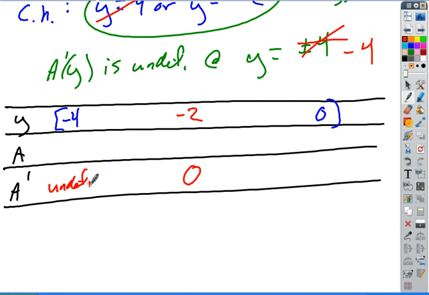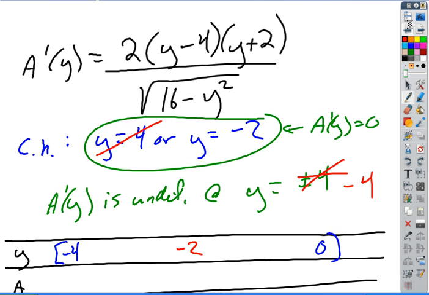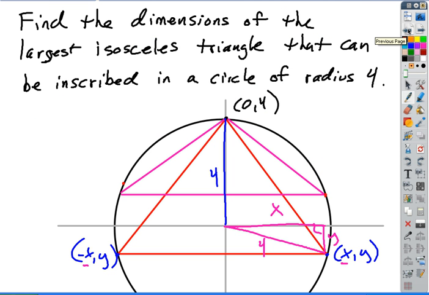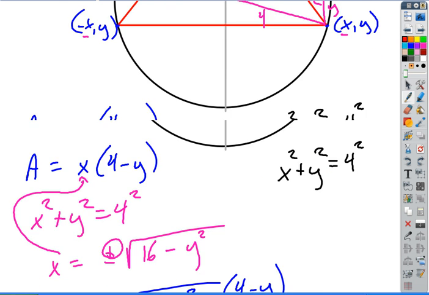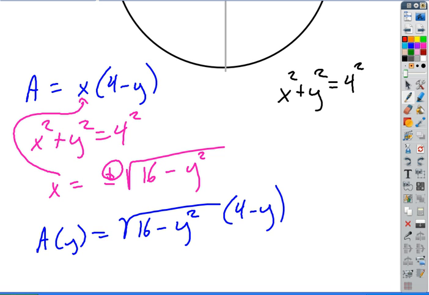Okay, what are we trying to solve? The whole point of this was to find the dimensions of the largest isosceles triangle that can be inscribed in the circle. So once we find y, we'll have to go back and figure out the x that goes with it. That's easy because we have an equation of constraint here. We know x is the square root of 16 minus y squared, so x will be a freebie once we get y. But now we've got to do our calculus analysis on this thing here.